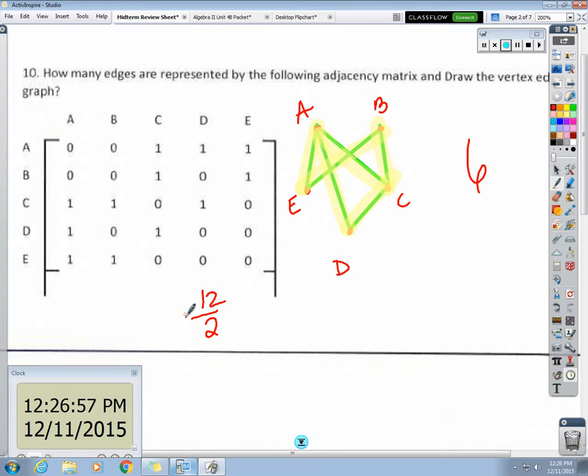Earlier in 3rd period, one girl said she does it like this. She connects the ones. There's a connection, but since those are used, you can't use them again. Here's a connection, here's a connection, here's one, and here's one, and then she just said I count 6 edges. So that's an easy way to do it too.